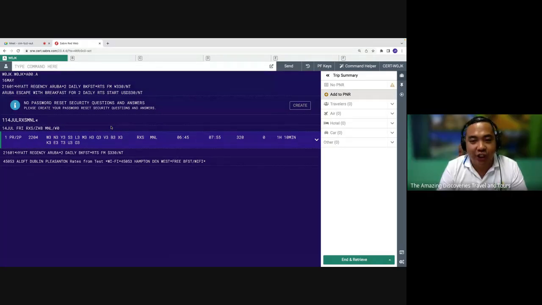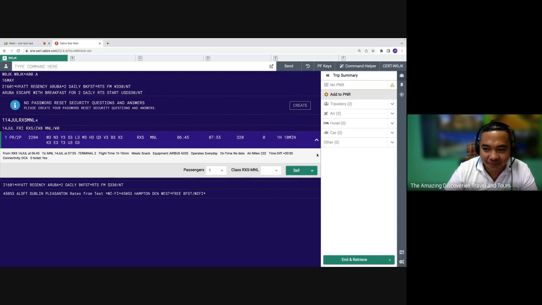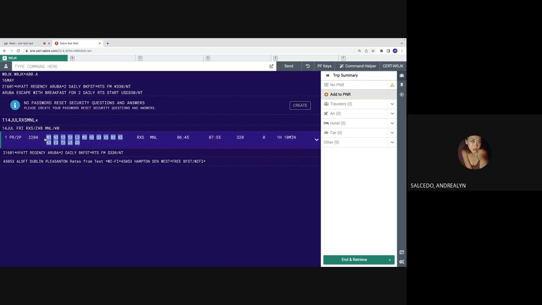Very good. Okay, now, let's try to do another one. Sorry, before I move on, sir, what are these letters? Can you see the letters I highlighted? Yes. W, N, Y, S, L, M, H. Can you see these letters that I highlighted? Yes, sir.